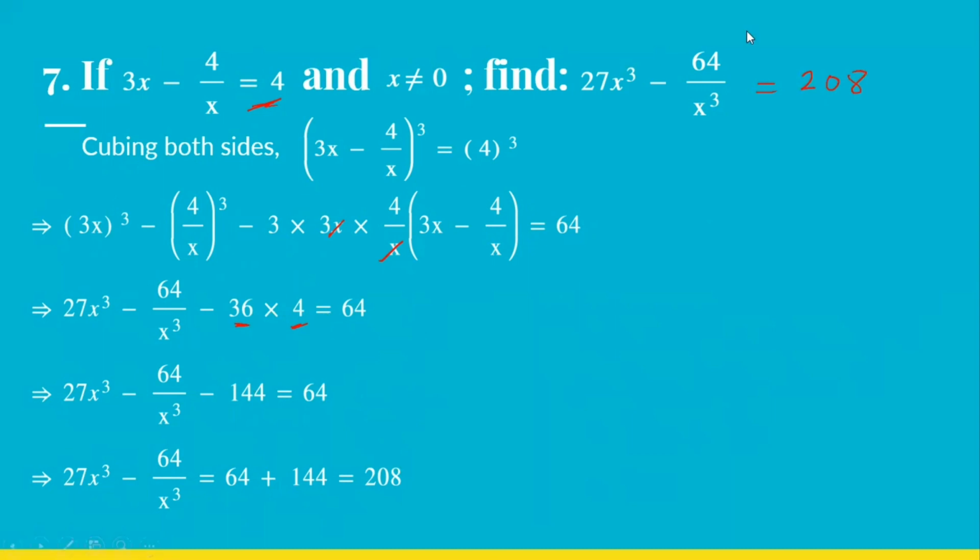Okay. So what was the target here? You have to look at what is to be calculated and what is given and what is the relation between these two, right? So 27x cube is the cube of this. So that is how we start cubing it. Knowing the identities, we are able to solve.